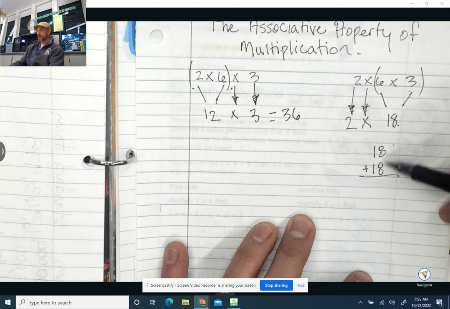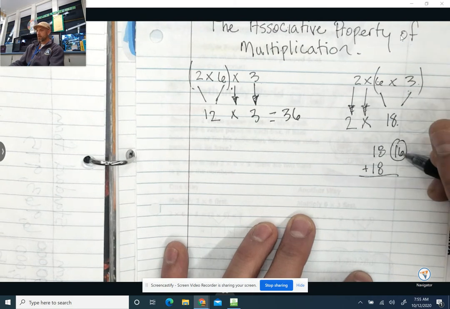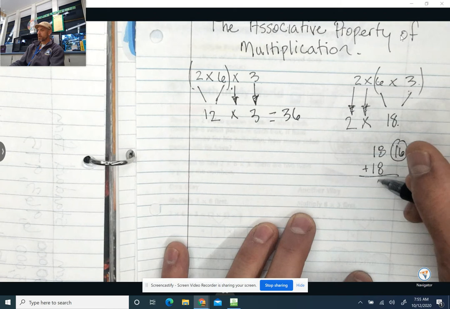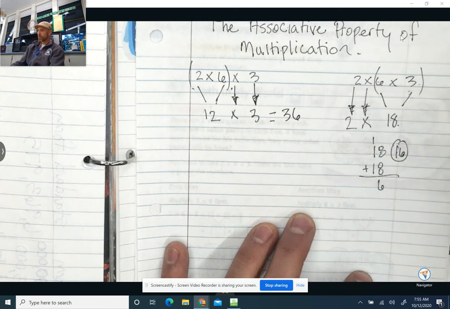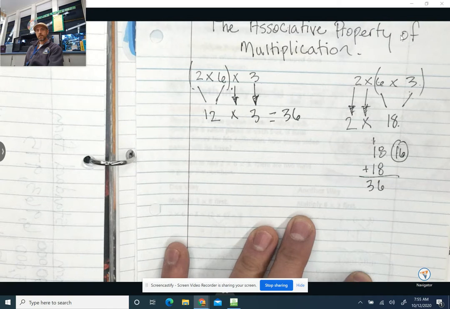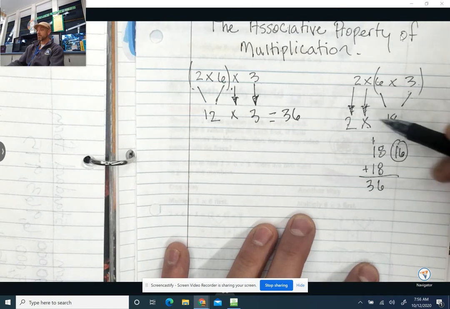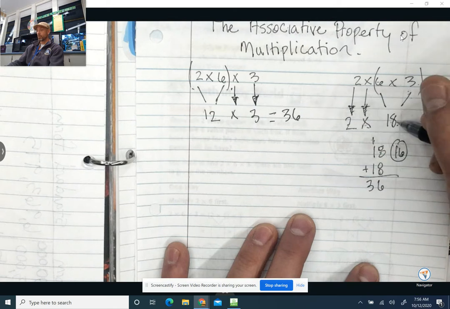8 plus 8 is 16. That's a 2-digit number. Put it over here. Circle it. Let you know you're going to do something with it. Put down the 6 and regroup the 1. 3 ones. And we get a sum of 36. So 18 plus 18 is the same thing as 2 times 18, or 2 groups of 18.